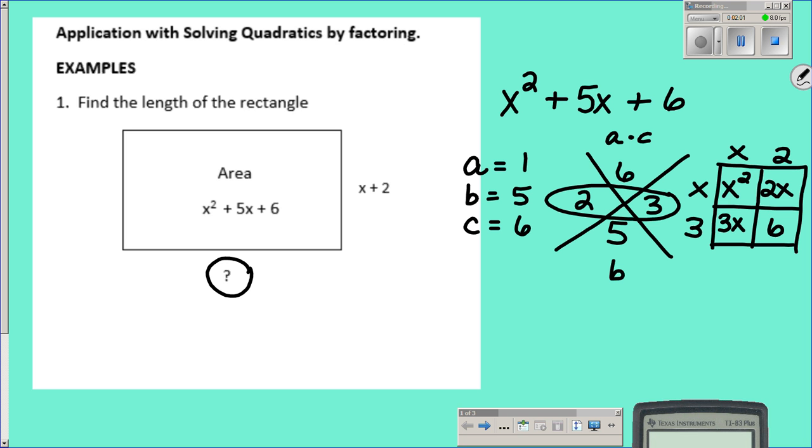So if we pull our binomials out, our binomials are x plus 3 times x plus 2. Look back at the diagram. Notice we were given the side length x plus 2, so we know the missing side is x plus 3.